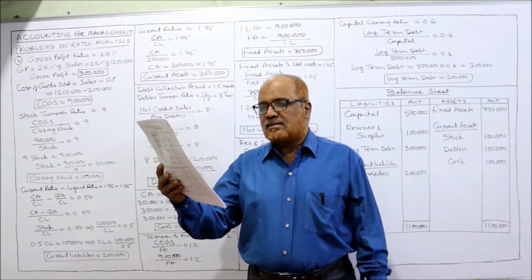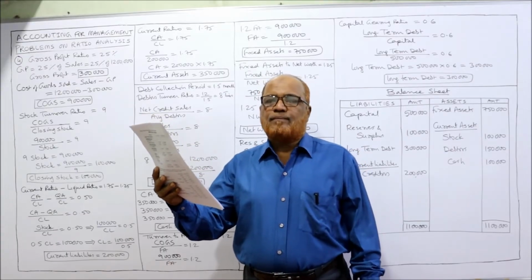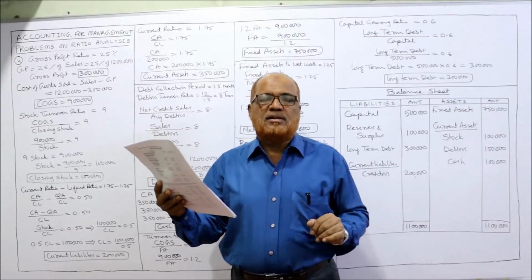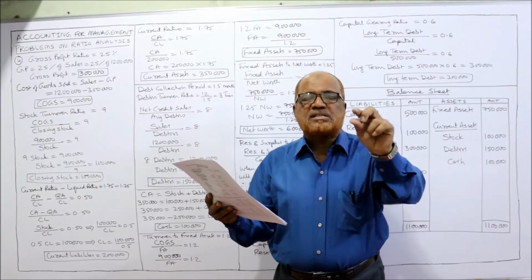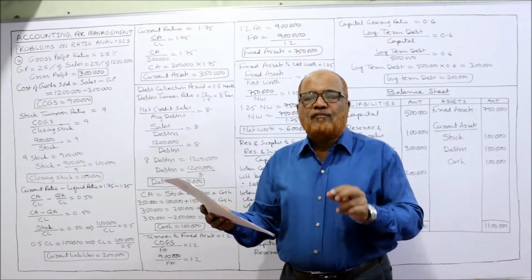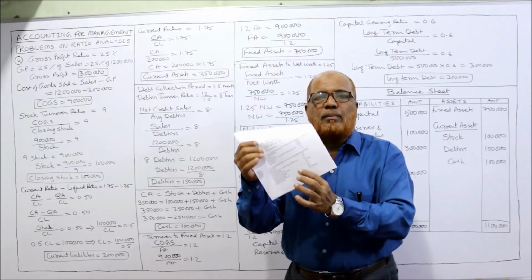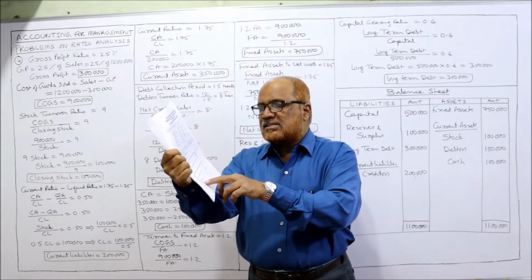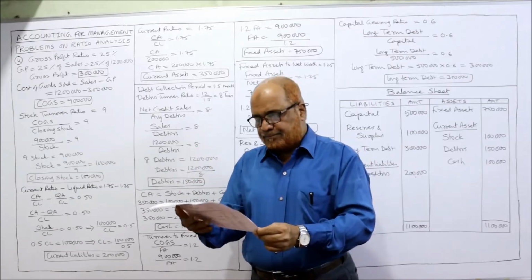Turnover to fixed assets. In bracket it is given cost of sales by fixed assets. Actually the original formula for turnover to fixed assets is sales by fixed assets. But sometimes the problem itself will specify the formula. Here also, for turnover to fixed assets, the formula to be used is cost of sales by fixed assets. It will be given in the problem in the examination. So in bracket you write cost of sales by fixed assets.